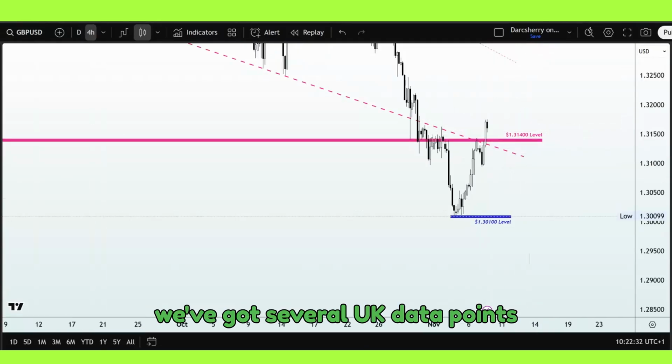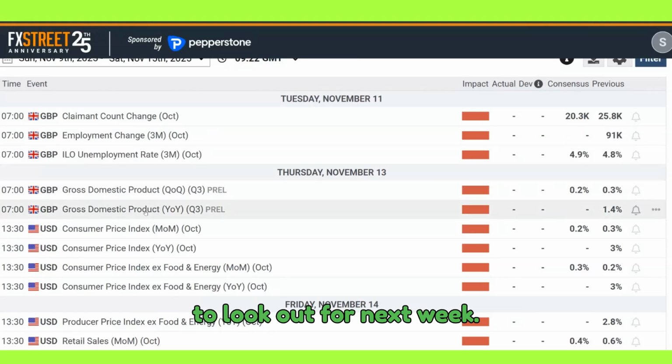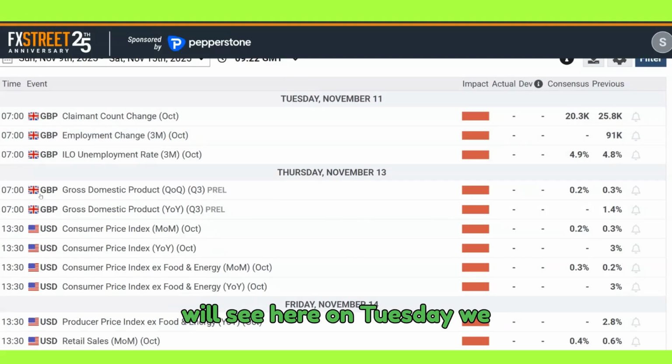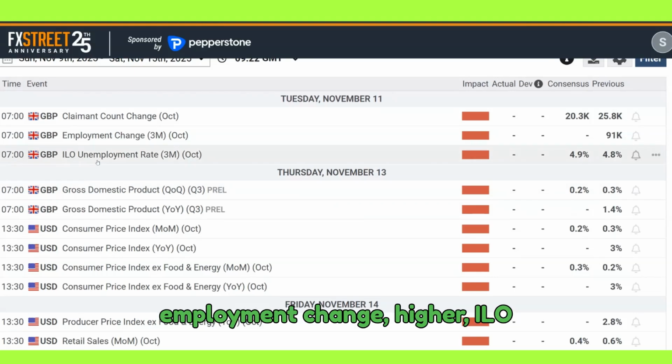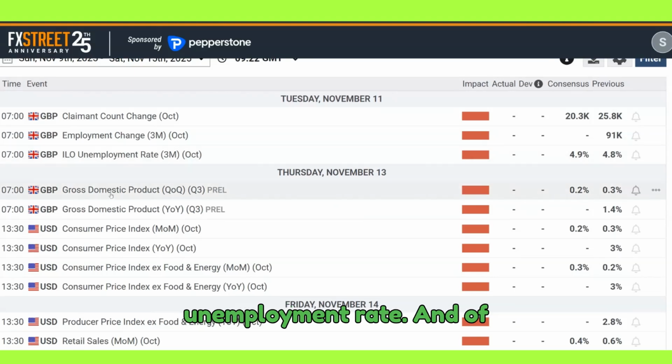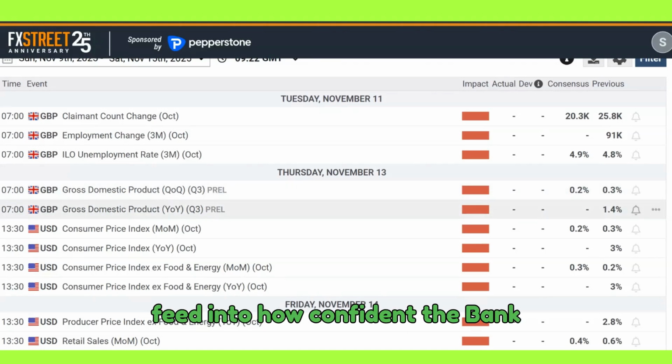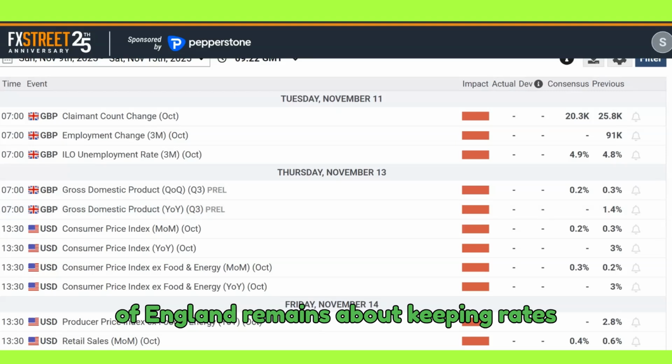We've got several UK data points to look out for next week. On the economic calendar, you will see here on Tuesday, we have the claimant count change, employment change, average earnings, and the unemployment rate, and of course on Thursday, we have the GDP, all of which could feed into how confident the Bank of England remains about keeping rates on hold.